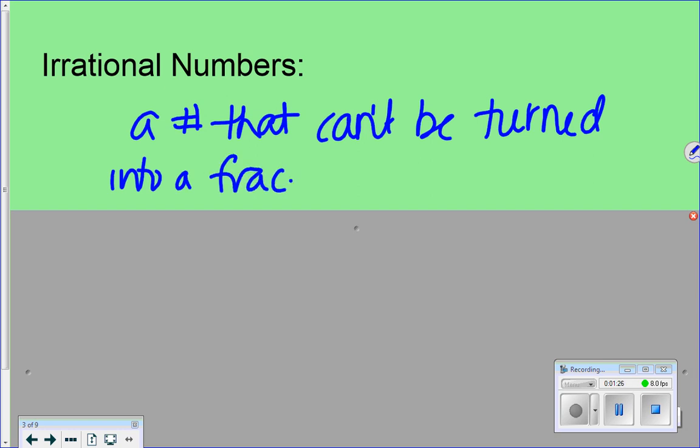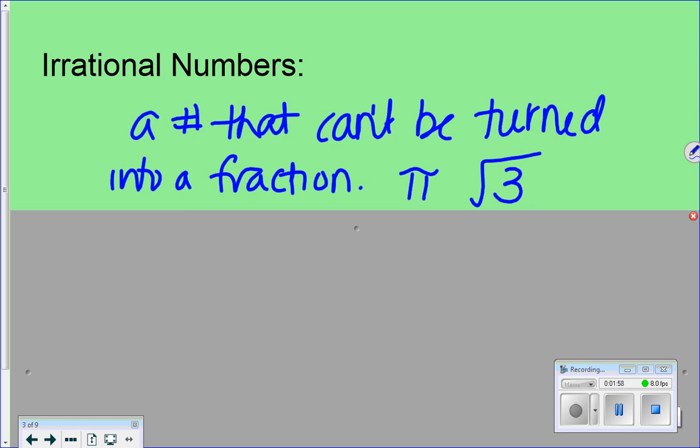You have some examples of irrational numbers. Pi. Anything else? 1.3456789101112, and it goes on forever. A lot of times you'll see radical 3. That's also considered an irrational number. You'll see it more when you get to high school, like in algebra 2. Irrational numbers are anything that can't be turned into a fraction.